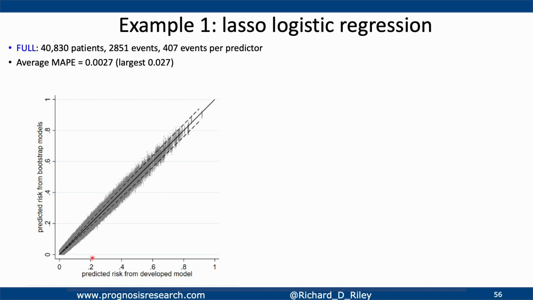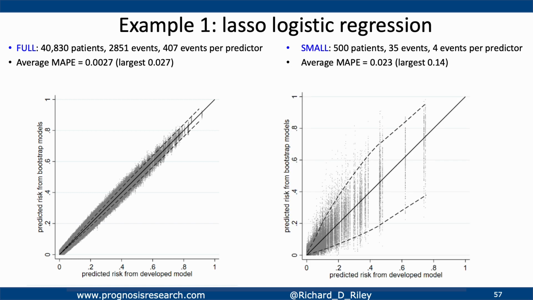So an original model gave 0.2 for this individual. And if we look at the range of values across bootstrap models for this same individual, it goes from about 0.25 down to about 0.15. But the 95% range denoted by the dotted line is very, very narrow. So there's model stability here.